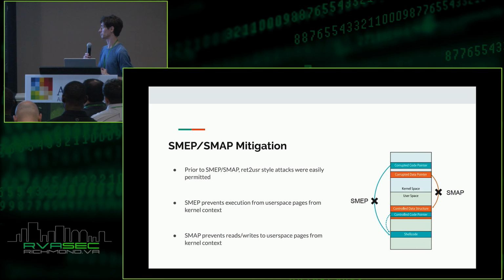you've got code execution. The problem with this is that SMEP now prevents code from executing in user space when you're in the context of the kernel. And then what SMAP does is it prevents kernel context from reading and writing into user space. So this essentially mitigates that ret2usr style attack.